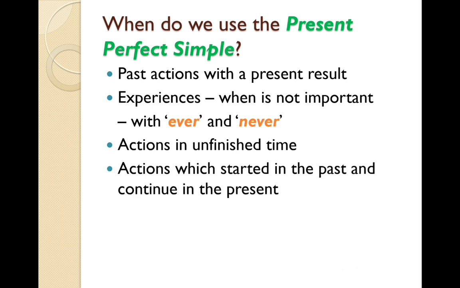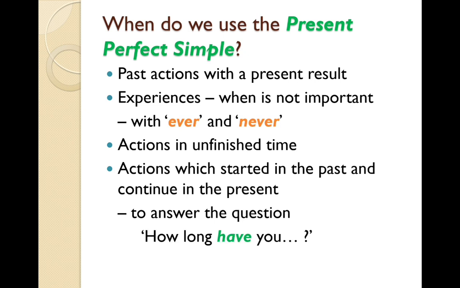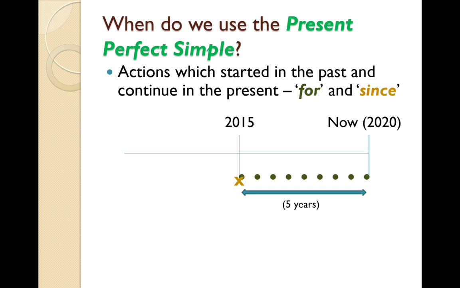We also use the present perfect simple for actions which started in the past and continue in the present, and to answer the question, how long have you? And we can use for and since to answer the question. So let's look at this example. What's the difference between for and since? We use for the period of time, which in this case is 5 years. And we use since for the start of that period of time, which here is 2015.